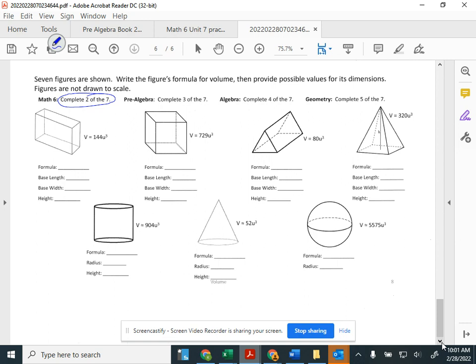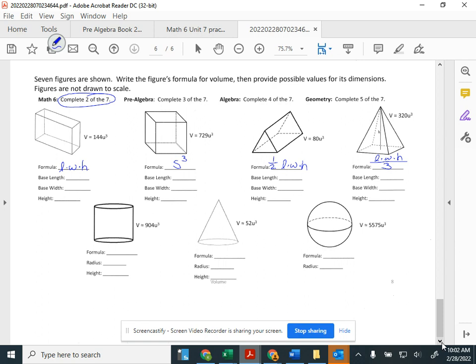So the formula for the volume of a rectangular prism is length times width times height. For a cube, it would be the side cubed because they're all the same length. Length times width times height, they're all the same number. For the triangular prism, we have length times width times height, and then we divide it in half. For our pyramid, we have length times width times height, and we divide it by 3 because it's a pyramid.